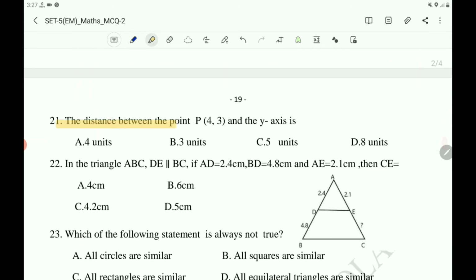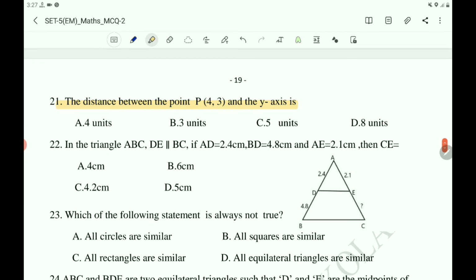Then you take question number 21. The distance between the point P (4, 3) and the y-axis. It is already discussed that the distance of a point from the y-axis means we have to take the x coordinate. What is that? That is 4 units. So, which is the answer here? Option A is the answer. Then you take the next question.